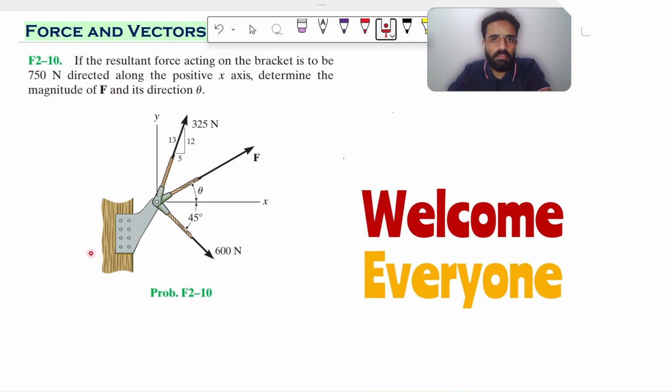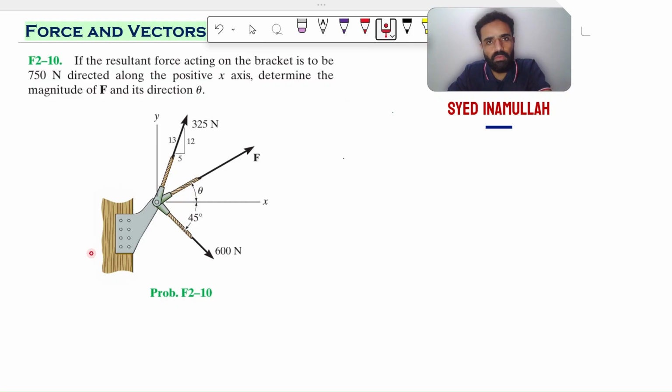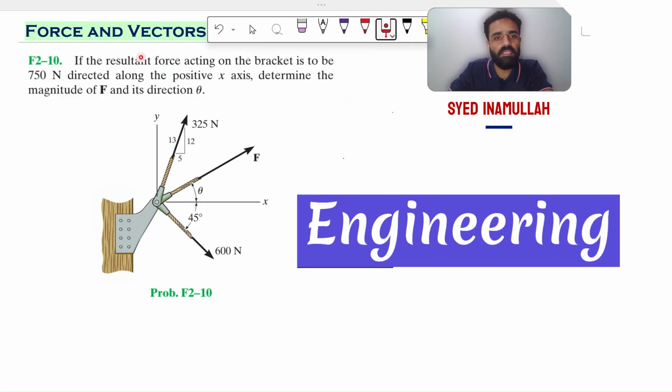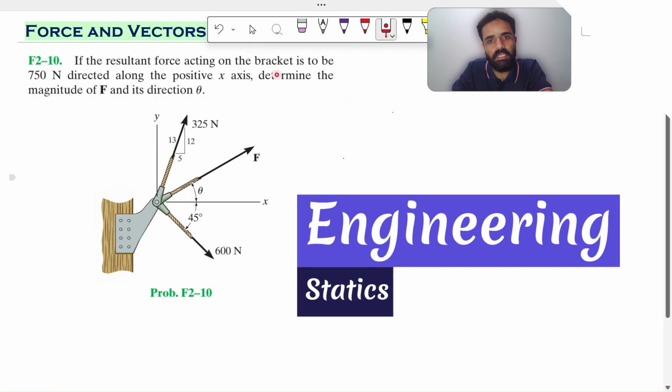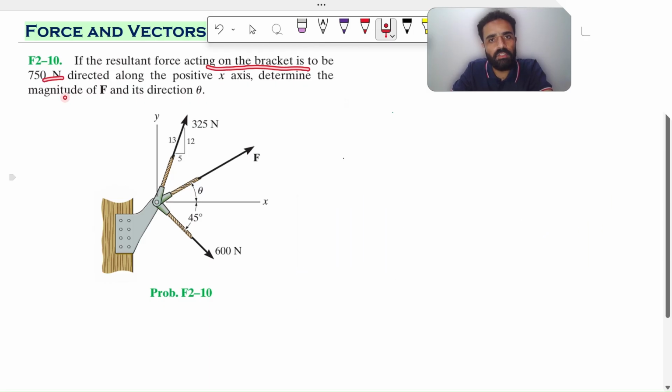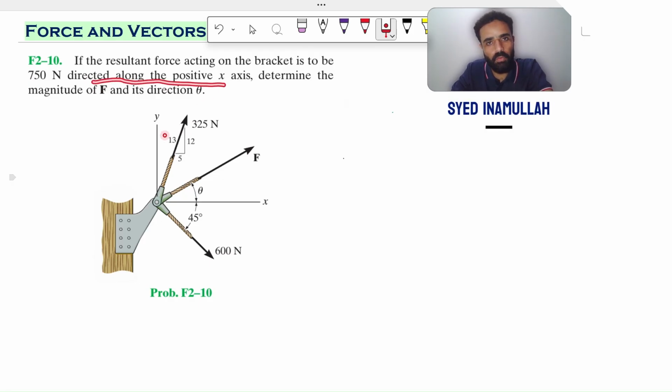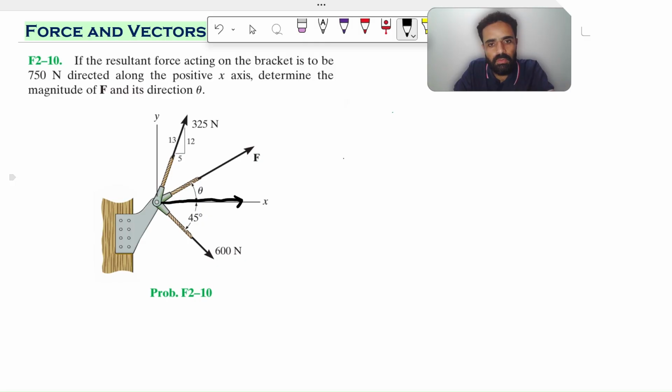In this lecture, we'll be solving fundamental problem number 10 of chapter 2, force and vectors. This problem states that the resultant force acting on the aggregate is to be 750 Newton. So we know the magnitude of the resultant force, and it is directed along the positive x-axis, so we also know its direction. Its magnitude is 750 Newton. I represented the resultant force as Fr, acting on the positive x-axis.